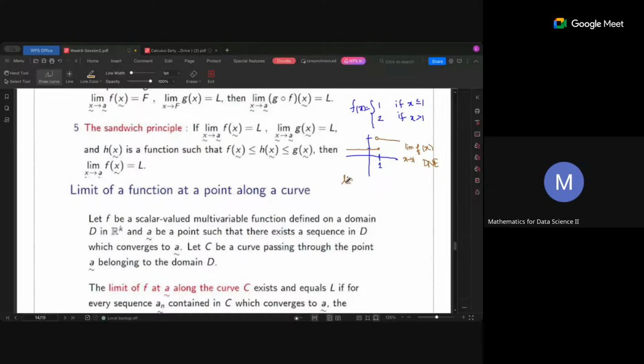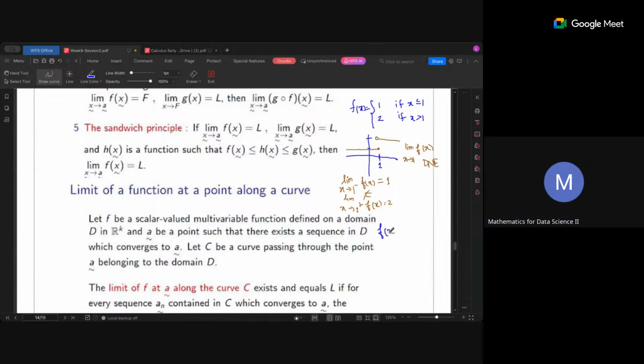Why does it not exist? Because the function is not continuous. What about the limit? The left hand limit is 1 and the right hand limit is 2. So you see they do not coincide and hence the limit does not exist. Let me give another example.